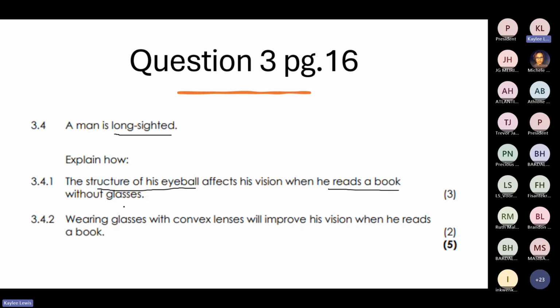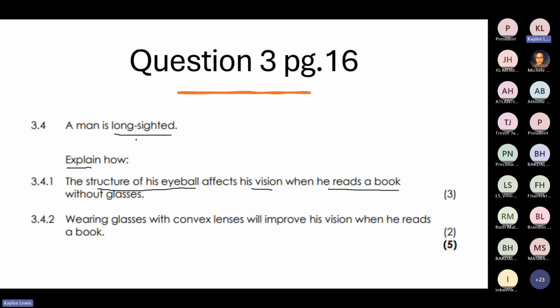So firstly, it's an explain question. Secondly, it's about the structure of the eyeball. So you cannot talk about the lens because it didn't ask about the lens. They want the structure of the eyeball and how it affects his vision when he's reading a book. And when you read a book, you are near. Now remember, he is long-sighted, meaning he can clearly see far, but not close. Close would be blurry. So how does that eyeball result in blurry vision close by?